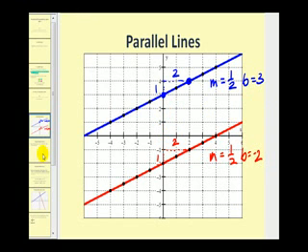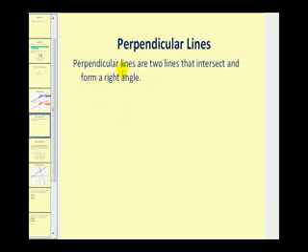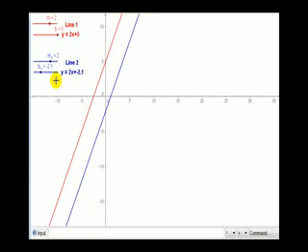Now let's talk about perpendicular lines. Perpendicular lines are two lines that intersect and form a right angle. Let's go back to our two lines graphed on the coordinate plane. Again, we're going to change the slope of the blue line until it appears that it will be perpendicular to the red line. Remember, that means that they intersect and form a right angle.